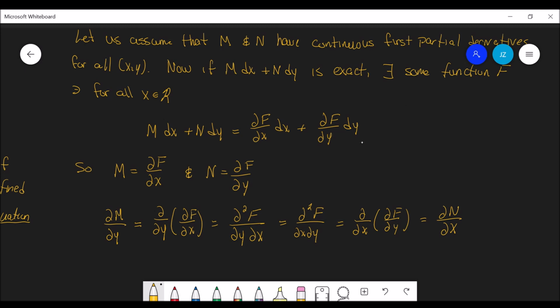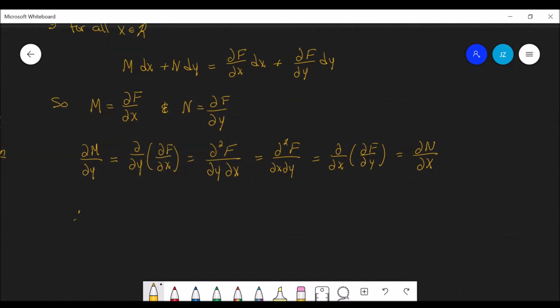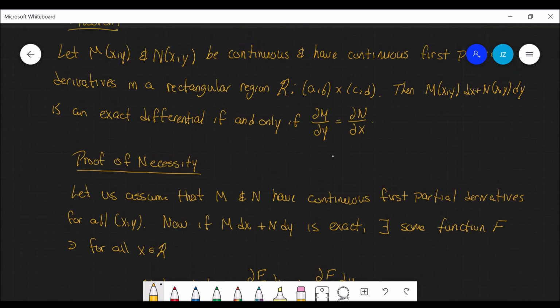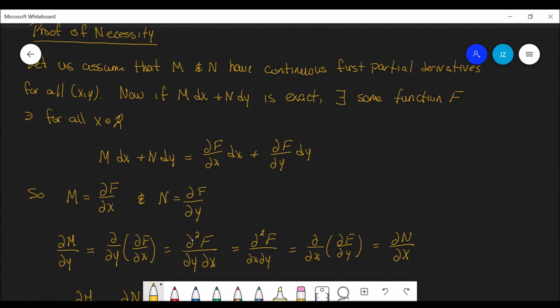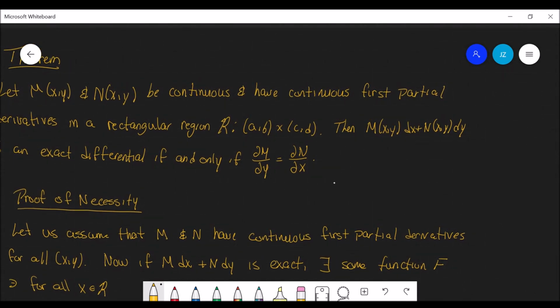This proves the necessity part. We've shown now that partial m partial y is equal to partial n partial x. And so the proof is complete. The sufficiency part, so the other direction, would involve showing that there exists a function f for which we have this condition whenever this equality is satisfied. Again, we will not be doing that here.